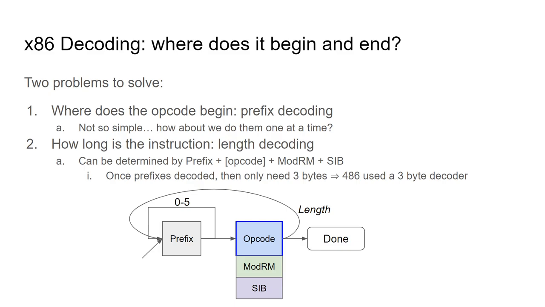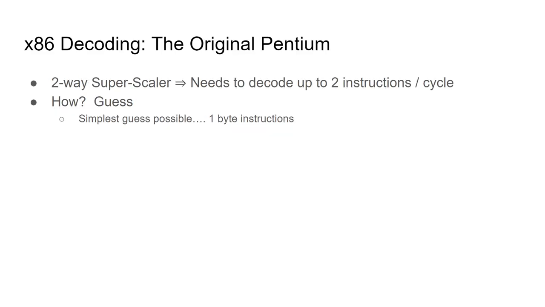In the best case scenario though, if there are no prefix bytes, then up to one full instruction can be decoded per cycle. But that only works for one instruction. What happens if you want to decode more than one? To think about decoding multiple instructions per cycle, we can start by looking at the original Intel Pentium processor.